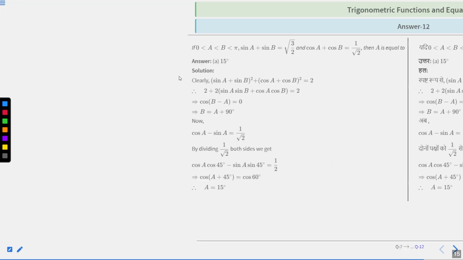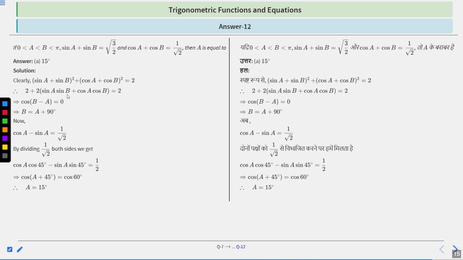Okay, let's move to the solution part. Clearly, by squaring these two equations and adding, sin A plus sin B whole square plus cos A plus cos B whole square is equal to 2. Since sin square A plus cos square A is 1, and sin square B plus cos square B is also 1, we get 2 plus 2 into sin A sin B plus cos A cos B is equal to 2. Therefore, cos of B minus A is equal to 0. Therefore, B is equal to A plus 90 degree.